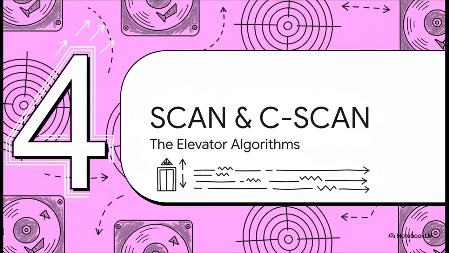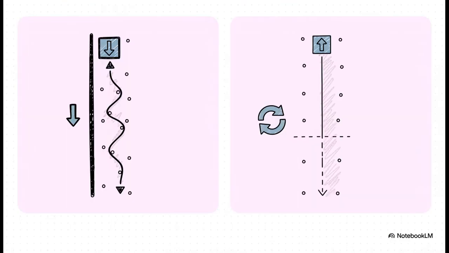So how do we solve this problem of fairness, but still keep that awesome efficiency? We turn to a couple of algorithms that use a brilliant metaphor, an elevator. Let's talk about SCAN and C-SCAN. The whole idea here is so simple and elegant. The SCAN algorithm acts just like an elevator in a tall building. It moves all the way in one direction, picking up every request along the way. When it hits the end, it reverses and does the exact same thing on the trip back.